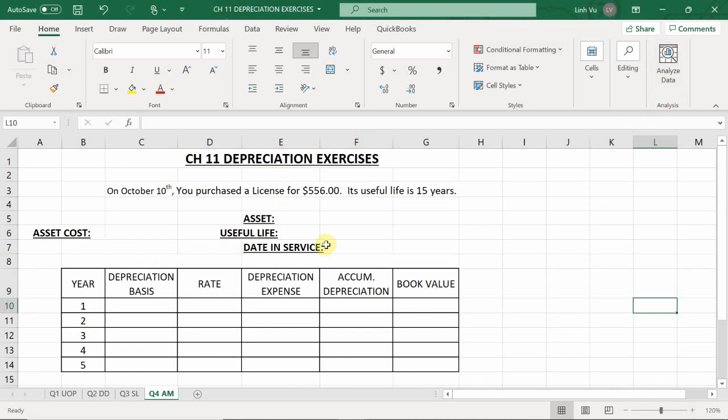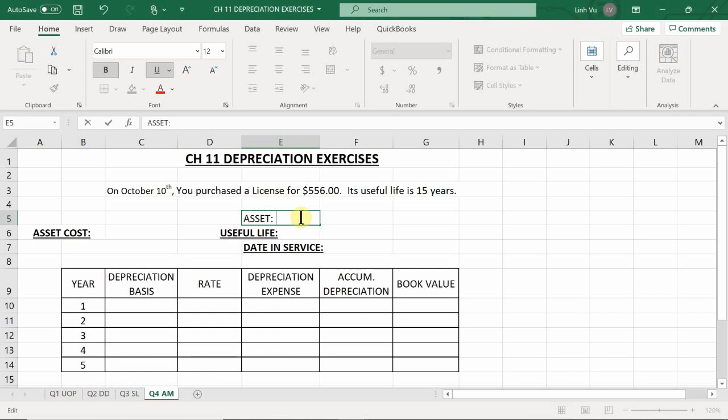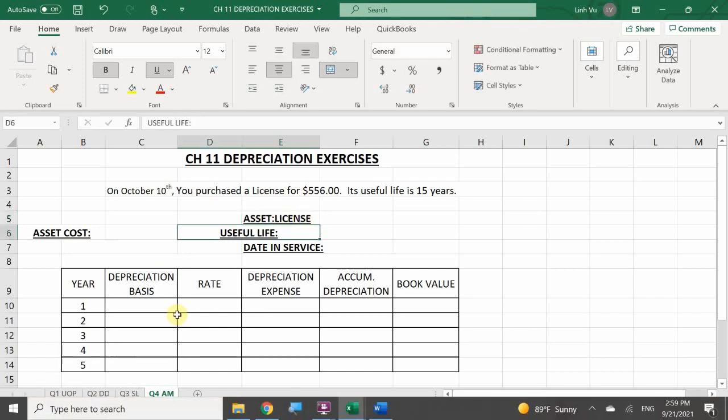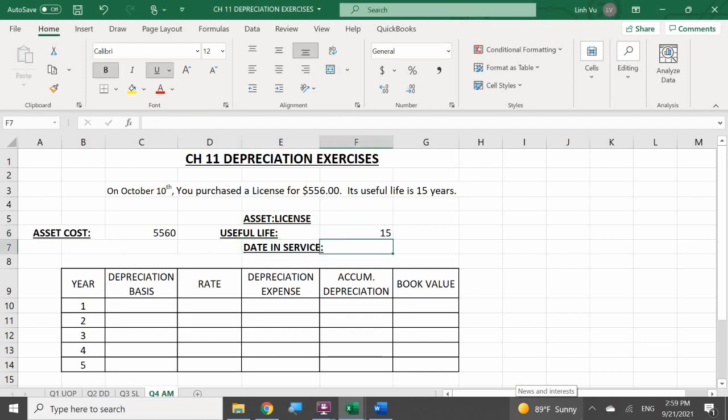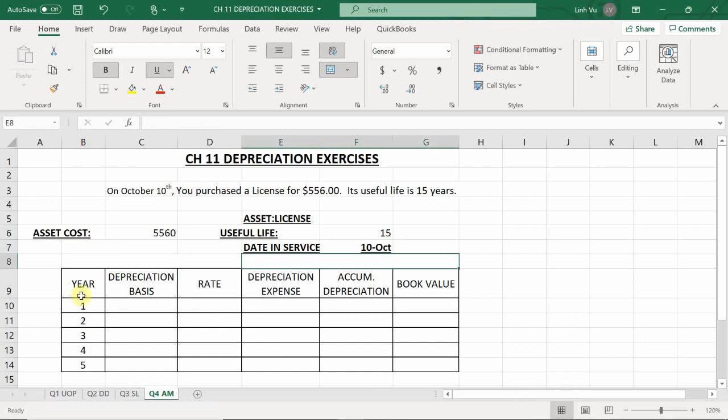So in this case, question number 4 says that on October 10, you decided to purchase a license for $556. So what did you buy? You bought a license, and it cost you $556. It says its estimated useful life is 15 years, and the date you placed it into service is October 10. So that means you're going to depreciate it as of October 10.